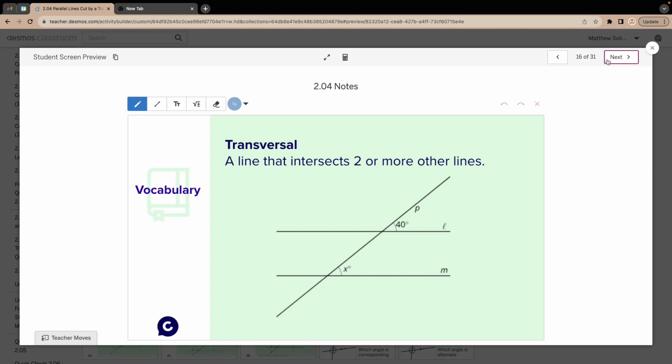So some big vocab words. First one that you want to write down, pause the video if you need more time, a transversal. A transversal is a line that intersects two or more lines. So looking at this diagram, P is the transversal. It hits line L and M. Transversal just hits two lines. That's pretty much it.